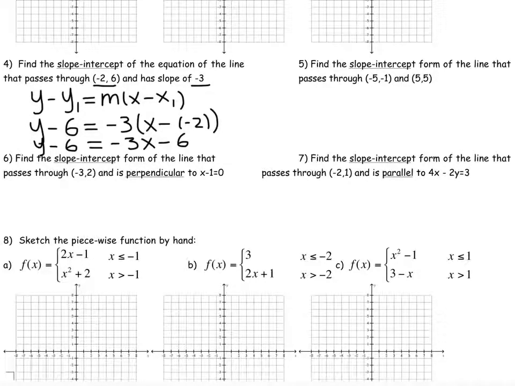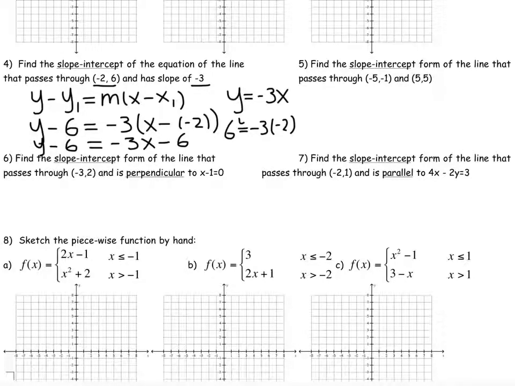Then add 6 to both sides. We have y equals negative 3x. And definitely plug the point negative 2 back into the equation. 6 equals negative 3 times negative 2. It checked out, so that's correct. Our answer is going to be y equals negative 3x.